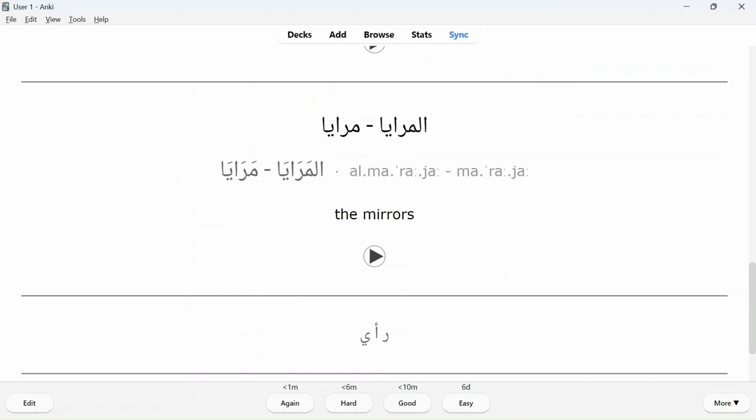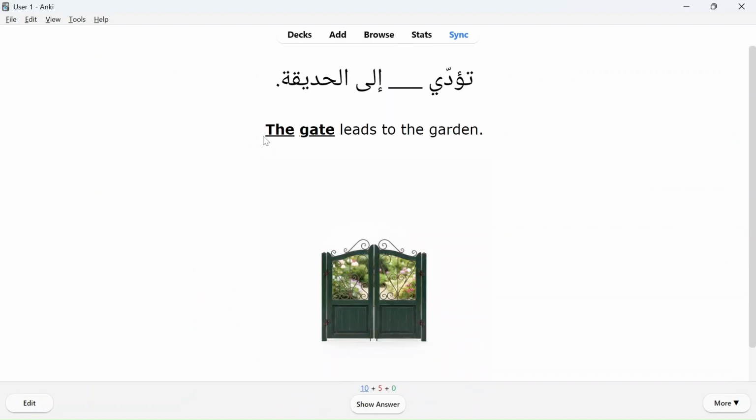Great. Let's do one more. The gate leads to the garden. How do you say the gate?